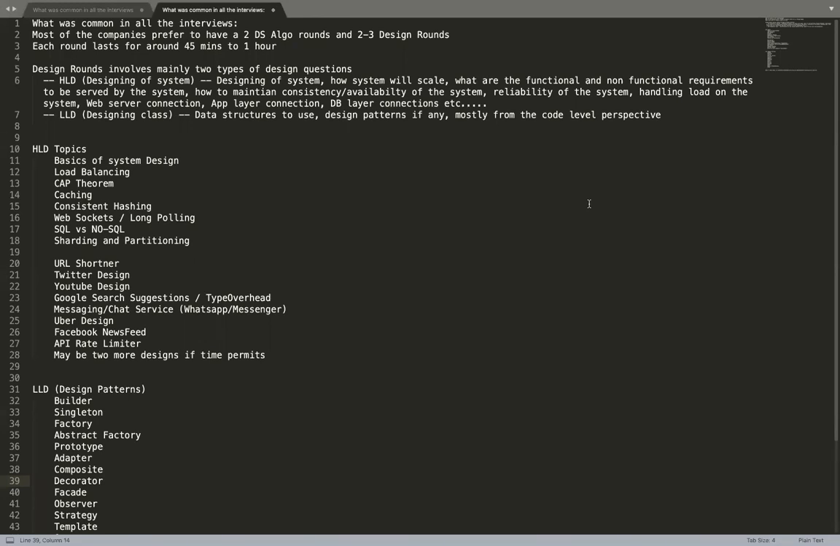Then yes, this is very important: handling load on the system. Everyone of you might know that there is never a single server which is handling the complete load for your application. So how to distribute the load equally amongst all the servers which you have, or if one of the servers goes down, how to again distribute the load amongst the other servers.